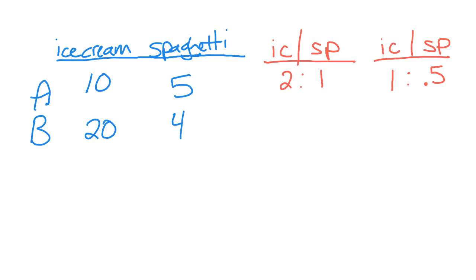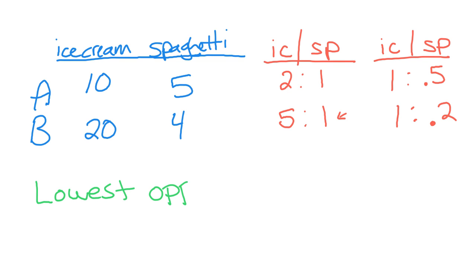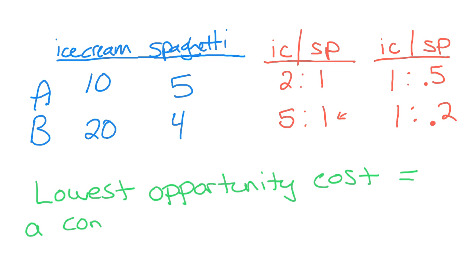For country B, we have 20 to 4. That is a 5-to-1 ratio. If we want to put 1 on this side, we need to divide 5 into the 1 on the spaghetti side. That will give us 0.2. Now remember, we are looking for the country with the lowest opportunity cost to produce something. That country has a comparative advantage.